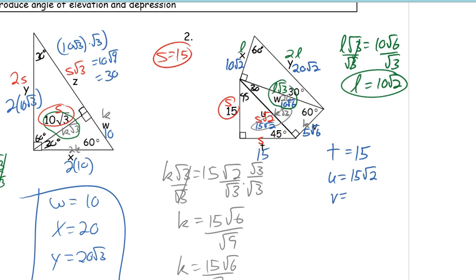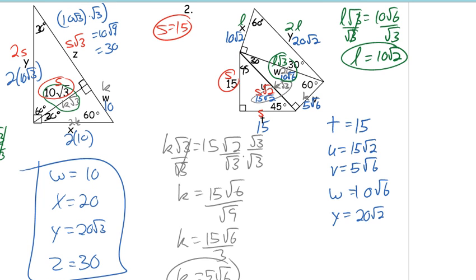TUV is 5 radical 6. W is 10 radical 6. Y is 20 radical 2. Duh, X comes before Y. X is 10 radical 2. Y is 20 radical 2.